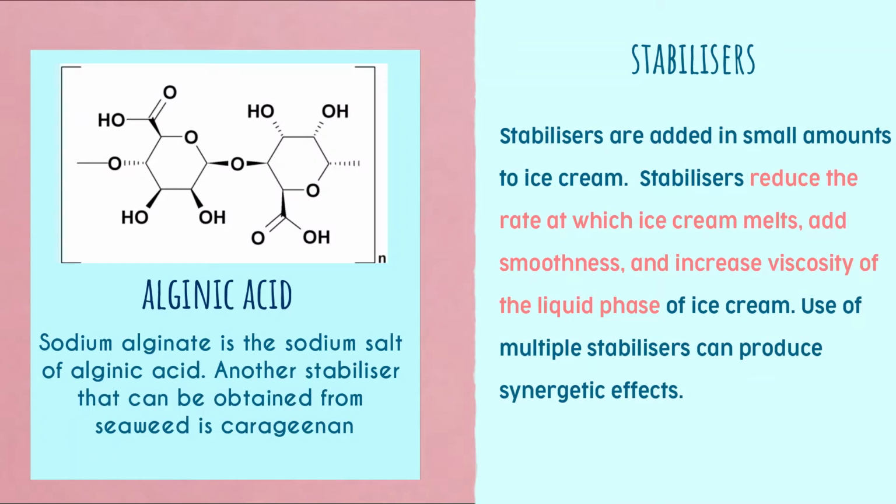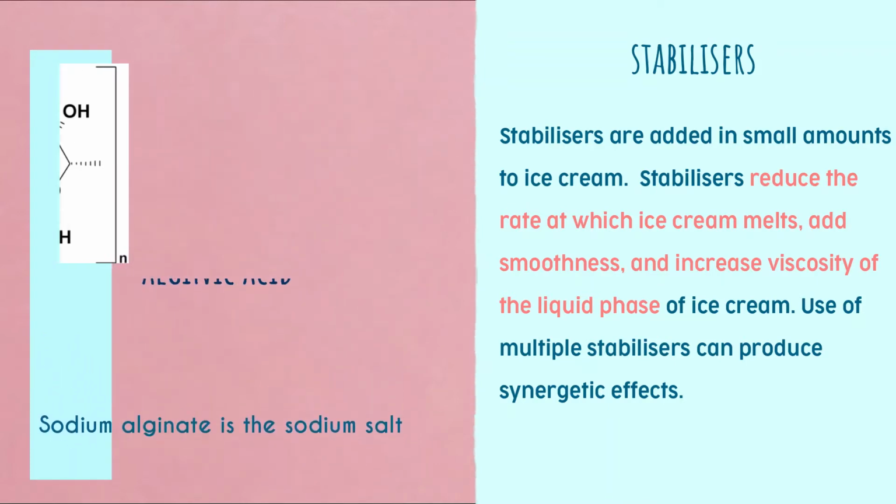Stabilizers. Stabilizers are added in small amounts to ice cream. Stabilizers reduce the rate at which ice cream melts, add smoothness, and increase the viscosity of the liquid phase of ice cream. Use of multiple stabilizers can produce synergistic effects.